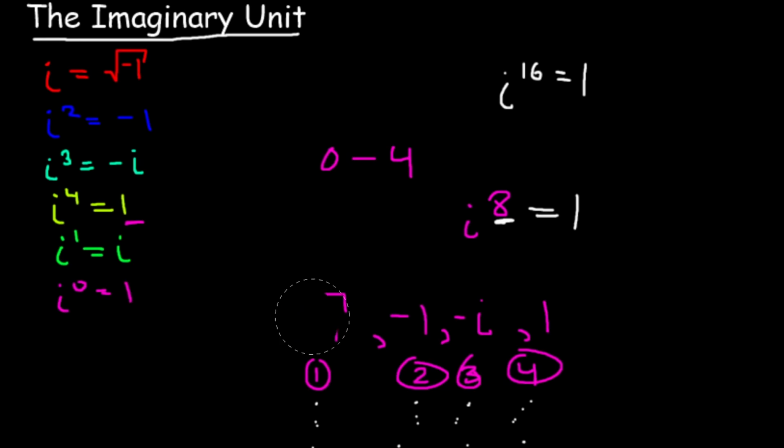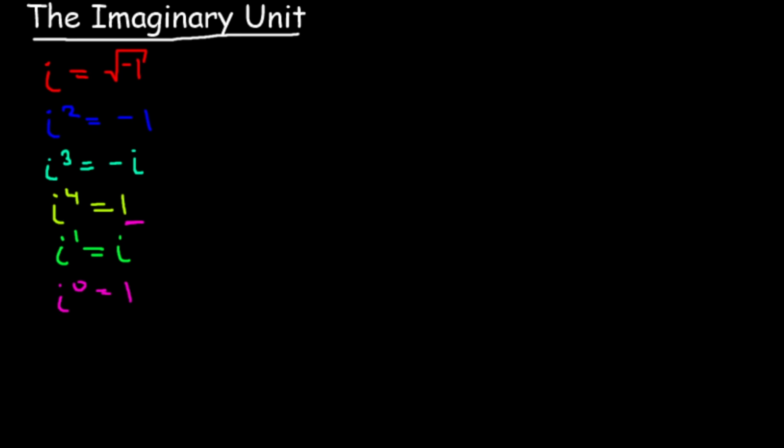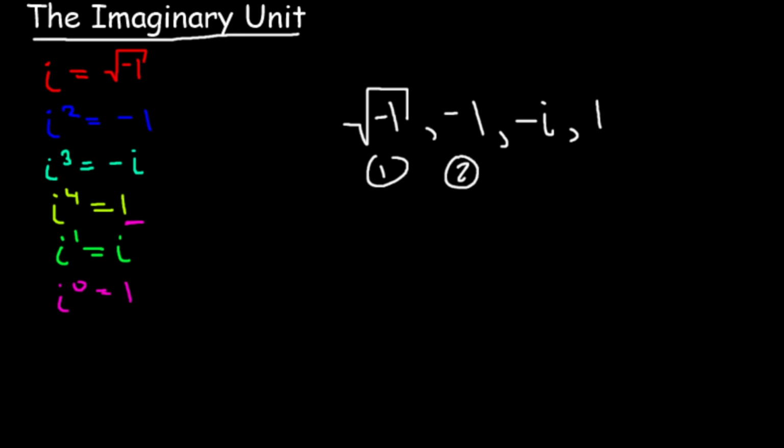So this is basically the pattern that you see. From 0 to 4, you have the principal square root of -1, and then you go to -1, and then you go to -i, and then you go to 1. So this is the first, second, third, and fourth.